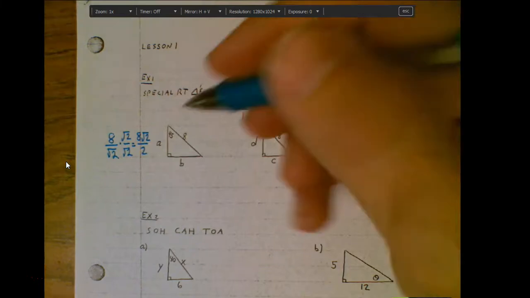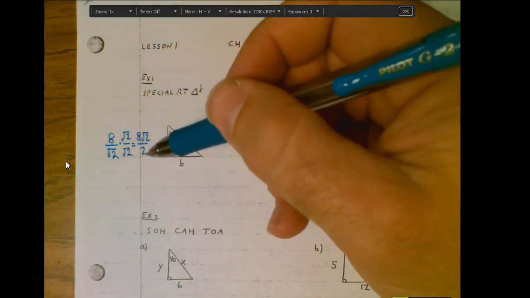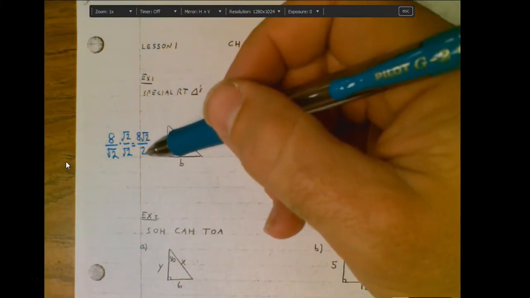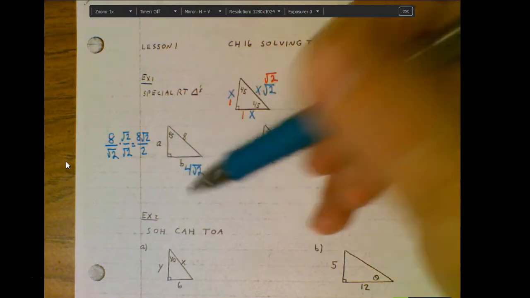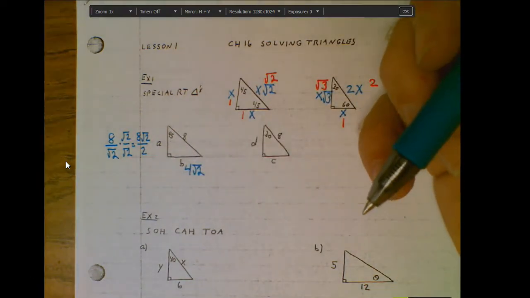So it's going to look like this, and then again, now I can do one more step of cleanup because I'm allowed to do 8 divided by 2 and get 4. So 4 rad 2 is going to be the value for both legs. So A and B would both be 4 radical 2.